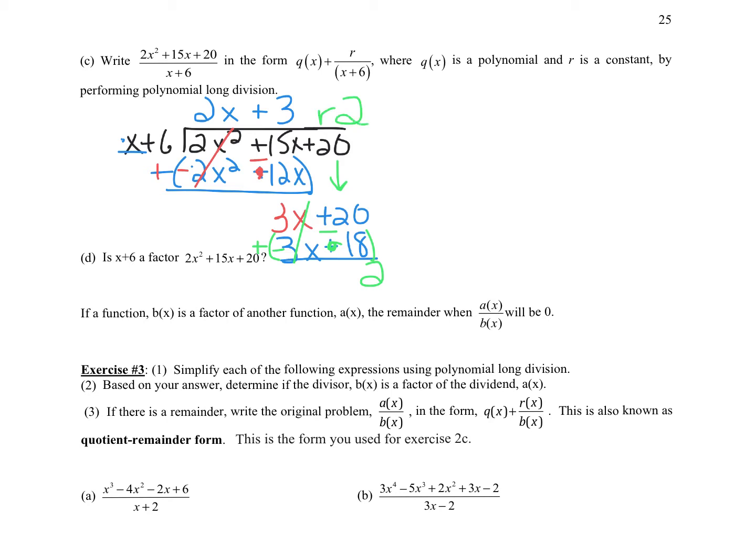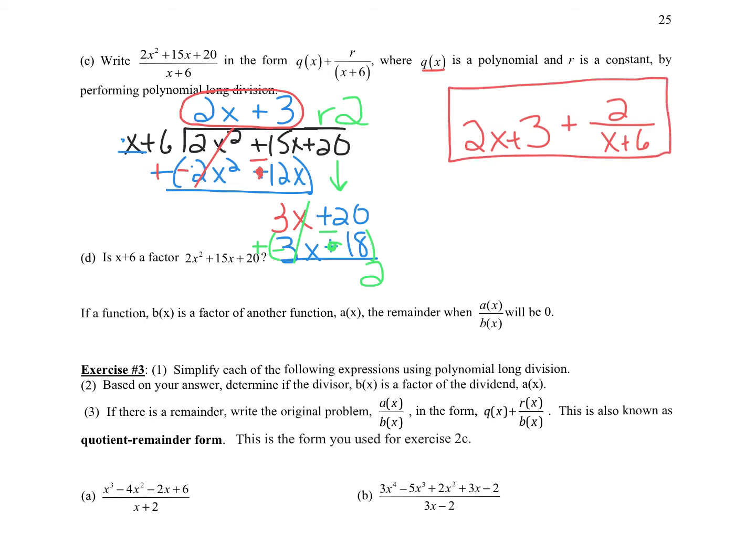Now, to write it in this form, my answer to a division problem like this, or any division problem, is called the quotient. So q of x just means whatever quotient I got. And we could think 2x plus 3 is a function, right? I could graph y equals 2x plus 3. That's why they have it in function notation. And then basically what we have left is we have 2 left. And just like on the other page how we had 3 left, so we wrote 3 out of 7, here we have 2 left, so we write 2 out of x plus 6 because x plus 6 is what I was dividing by. This is called quotient remainder form, where we have the quotient and then the remainder in a fraction.